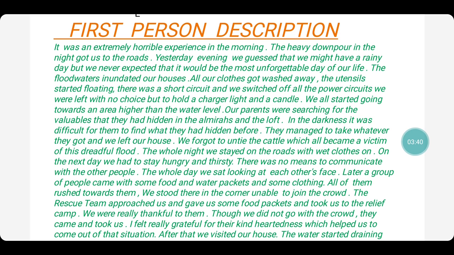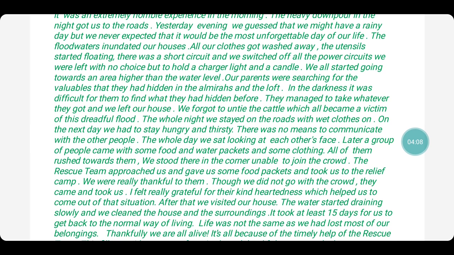Now here we see the situation when the flood waters inundated their houses. How was the situation and how did they feel, what was their condition, and how they managed to come out of the house. They were all caught in the flood. How did they come out of that situation? That we are still reading so far.